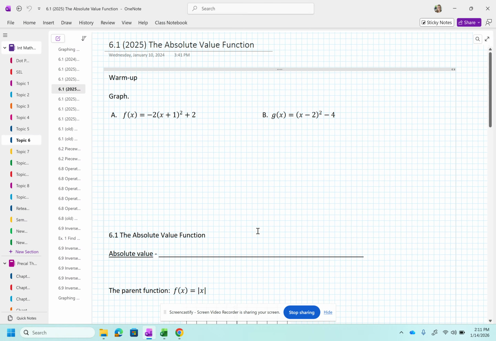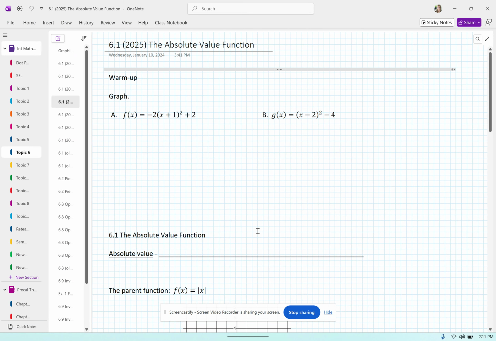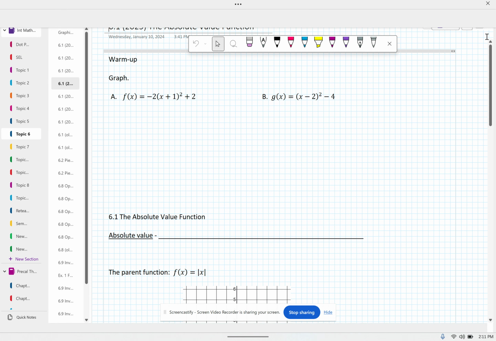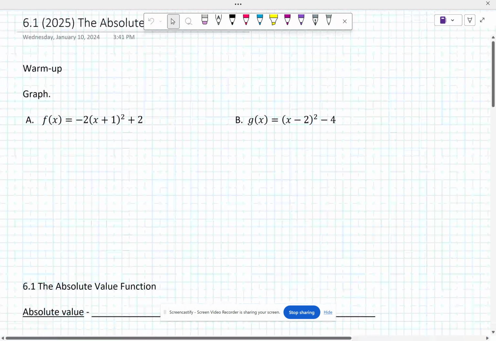Okay, hello and welcome to the 6.1 notes for Integrated Math 2, the absolute value function. Before we get started, we are going to do a little bit of a reminder and a review for graphing quadratics. You'll see that I've got this titled warm-up, graphing, and then example A is f of x is equal to -2 times parentheses x plus 1 squared and then plus 2.